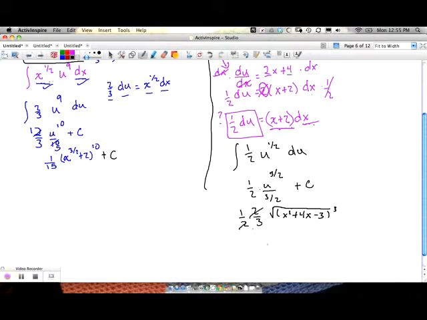And then these 2's over here would simplify. We got a 1/3, and that's it. Done. Oh wait, plus c. Now we're done. Let's look at the next one.